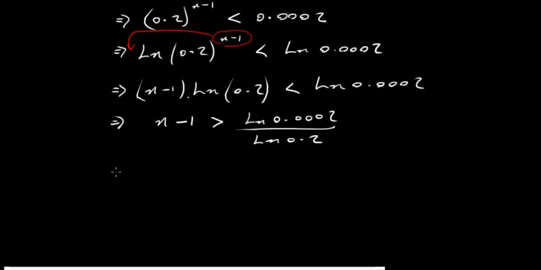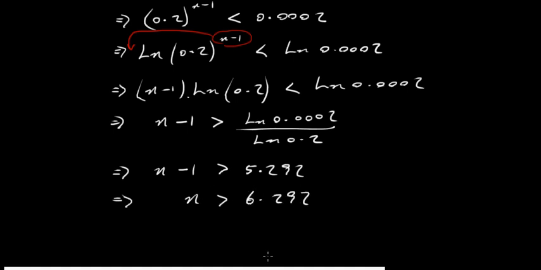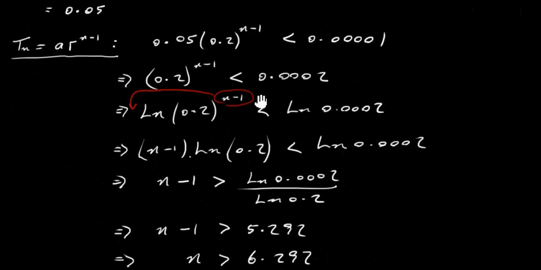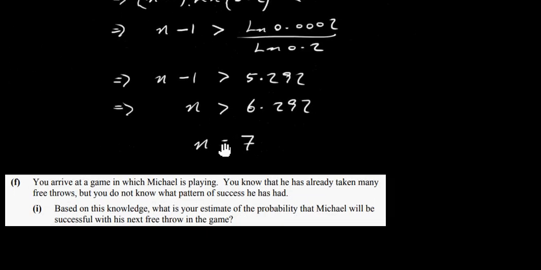Okay, so that will give me n minus 1 being greater than 5.292. All I've got to do now is just add 1. That'll give me 6.292. So add 1 to both sides. Now the number of throws is a discrete numerical value, so we can't have 6.2 throws. Either you throw 6 or you throw 7. We want n to be greater than 6, so that means our n in this case is equal to 7 throws. So what was the question we were actually asked? We were asked to find the smallest value of n for which p minus pn is less than 0.00001. So the smallest value of n would be n is equal to 7. So this is our answer here.